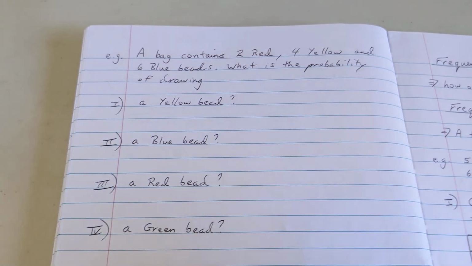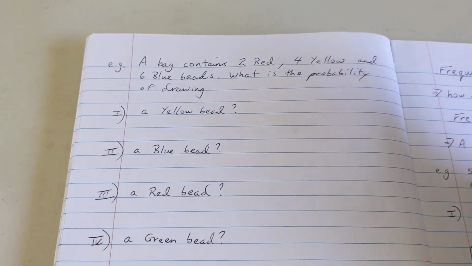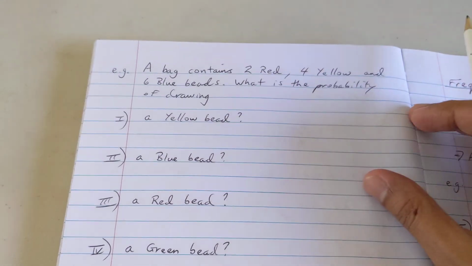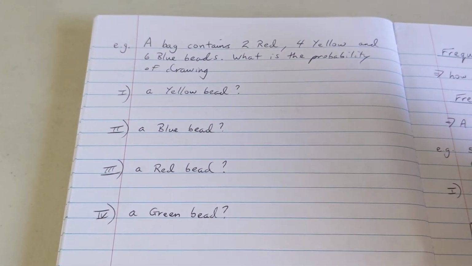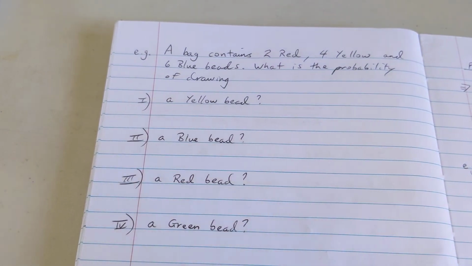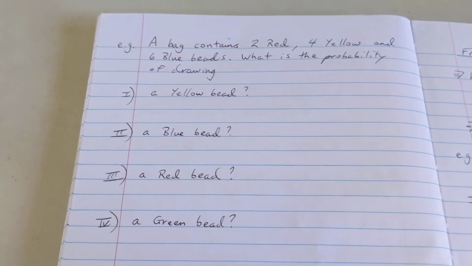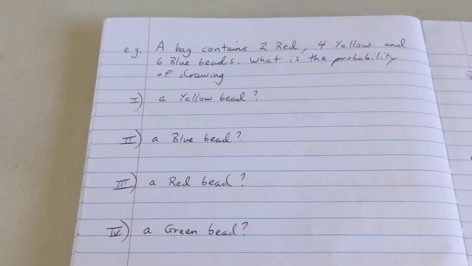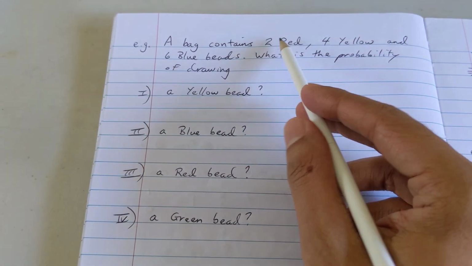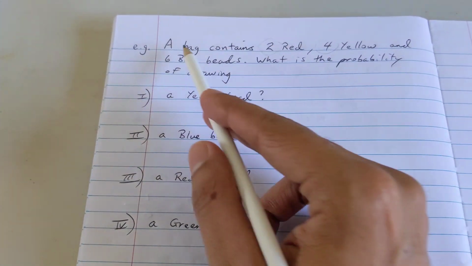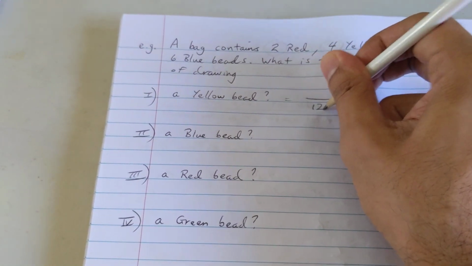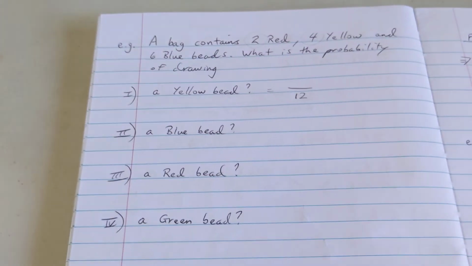Like this one, they have some items in a bag, different color beads. The bag has 2 red beads, 4 yellow beads, and 6 blue beads. What's the probability of drawing each color? The first thing I need to know: I pull from a bag containing beads, so how many beads are in the bag? 2 add 4 add 6. So the bag has 12 items in it, 2 red, 4 yellow, and 6 blue. That means I pull from one of those 12.